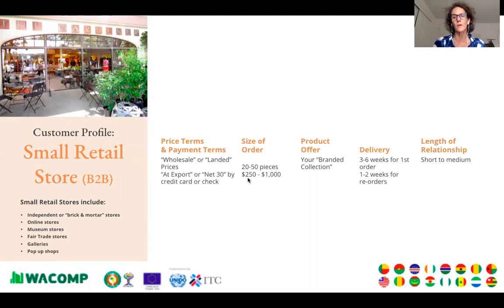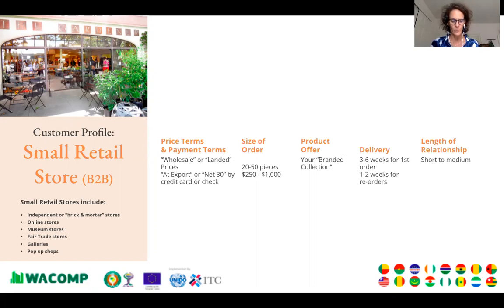Normally, they'll place an order somewhere between $250 and $1,000. This might represent an order of anywhere from, let's say, 10 to 50 pieces of your product, depending on the price. They want a branded product with a hang tag and a label and a story of your brand and you. They want the products labeled with your name. They normally expect delivery of an order within 3 to 6 weeks for the first order and 1 to 2 weeks for all reorders.